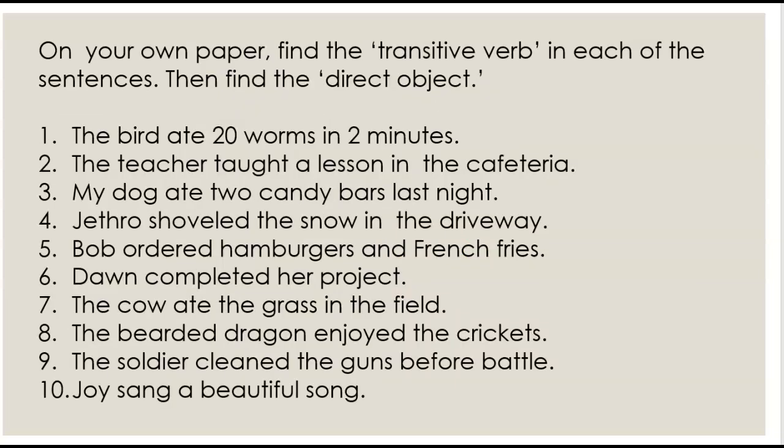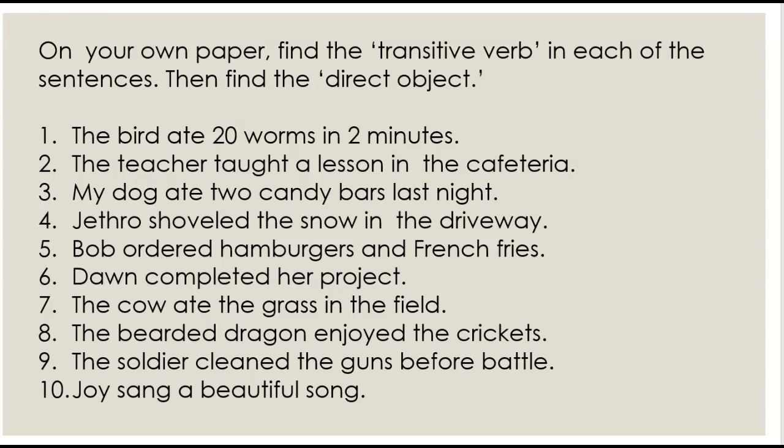All right. On your own paper, what I would like for you to do is to find the transitive verb in each of the sentences, then find the direct object. So you can actually just, again, use a scrap sheet of paper or your notes. You don't even have to rewrite the sentence. All I want you to do is say, okay, what's the transitive verb here? It's ate. So you're going to put ate in number 1. And then you're going to say, what is the direct object? Worms.